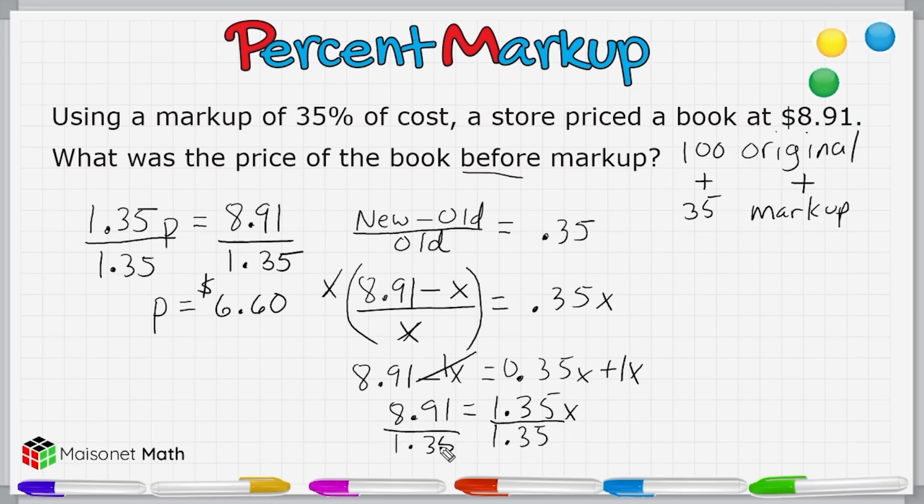And notice at this point, we have the same situation that we did up here where we're dividing 8.91 by 1.35, which we already know to be equal to $6.60. So there you have it. You have a couple ways there that you can approach this particular percent markup word problem.